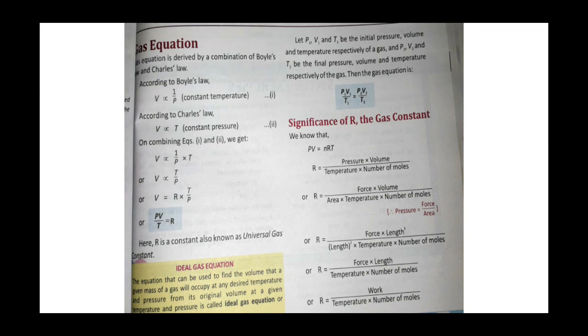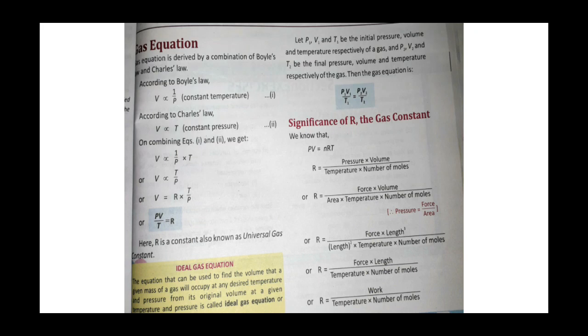Hello children. Today I am going to explain the ideal gas equation. That is PV = nRT, where n is the number of moles and R is the gas constant.